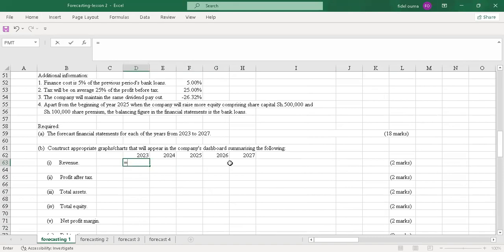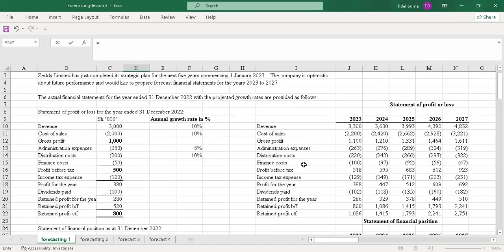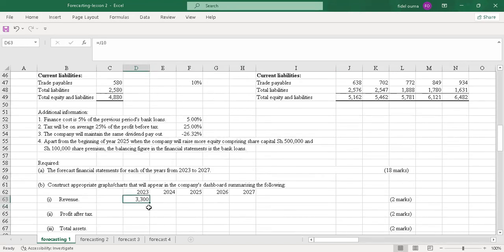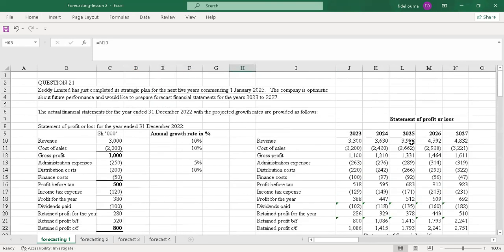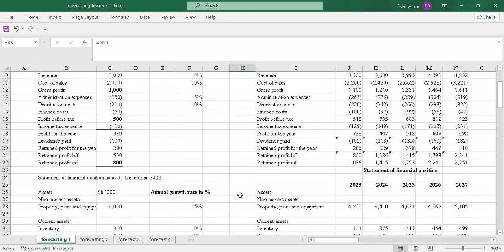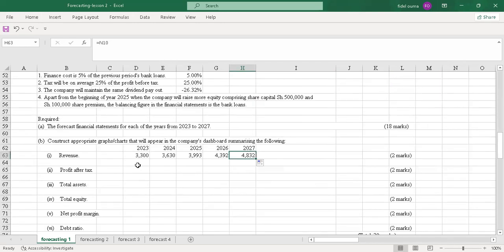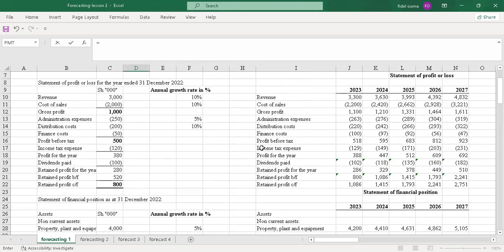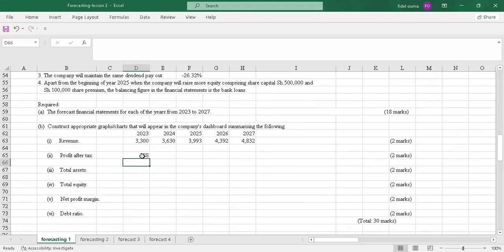Then for revenue, you just go to the statement, check up the revenue from 2023. So just click that. Once you click that, you just drag and it will copy all this up to 2027. So the last one is 4832. You can confirm, it's 4832 here. Then the other item is the profit after tax. So I'll just go to profit after tax. See, it's the profit for the year. So I just pick this, enter. Once I drag, it will copy everything along that line. So I'll go to total assets.